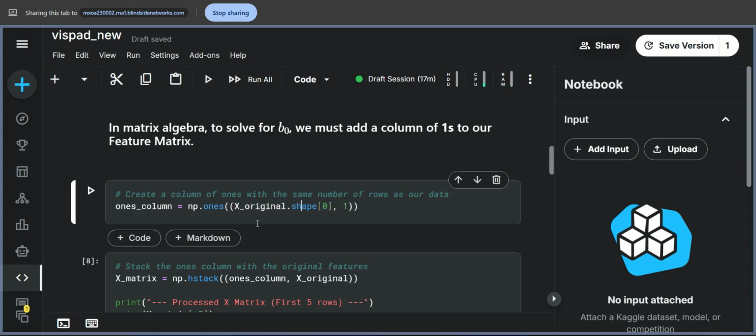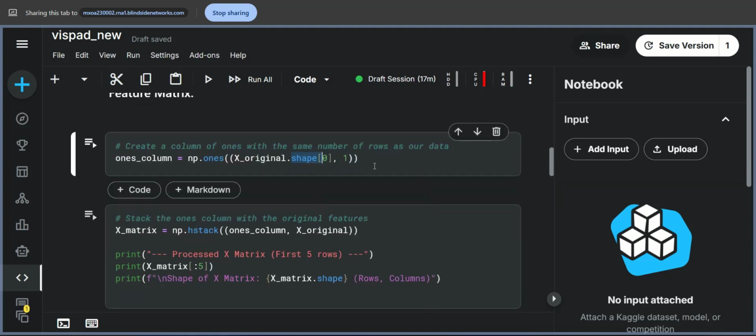Because the shape is going to give the number of rows and number of columns, and then we are accessing the first one, which is the number of rows. So that's why we are going to print this number of rows, which has to be the same as the number of rows in the feature set. So this is the feature set here, right? Then we are accessing the shape.